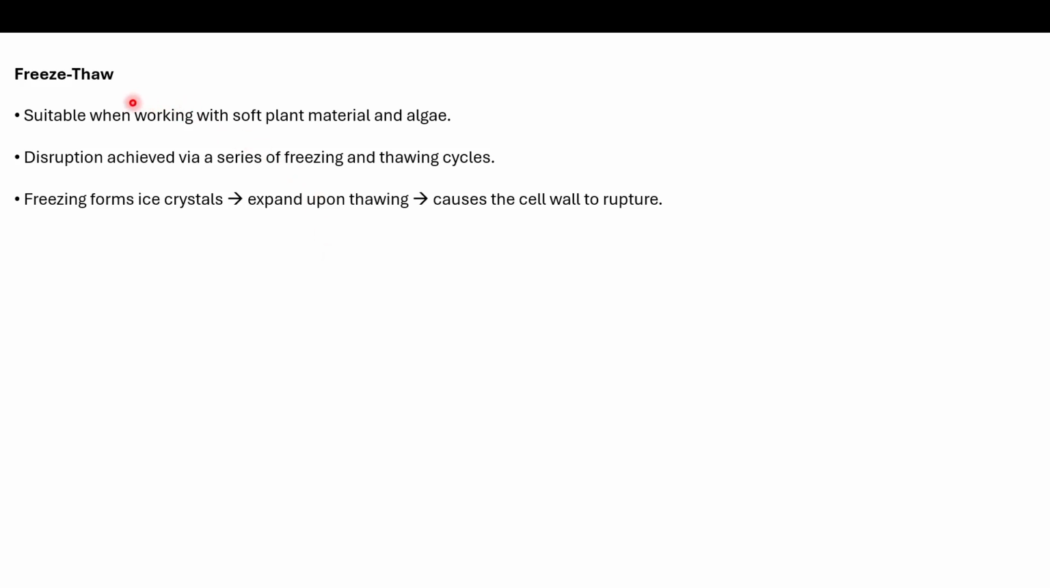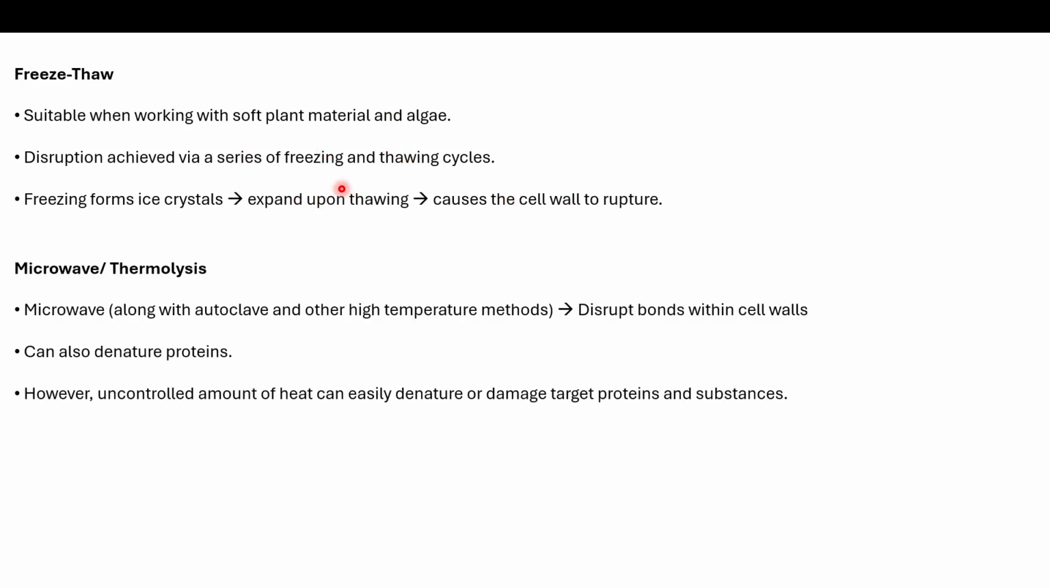Then there's the freeze-thaw method, which is usually used for soft tissues, soft plant material, and algal cells, where the cells are disrupted by a series of freezing and thawing cycles. When you freeze, ice crystals form, which expand when the sample is thawed and melts, and the cells, especially the outer layer of the cell walls, rupture due to multiple freezing and thawing cycles.